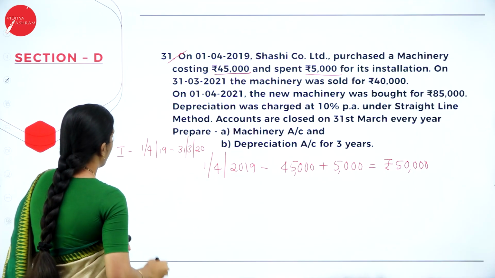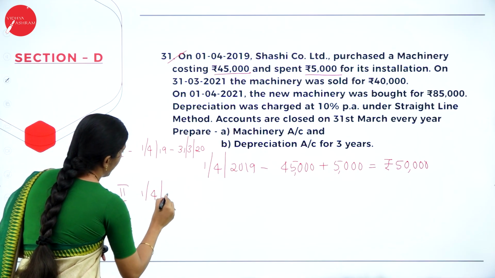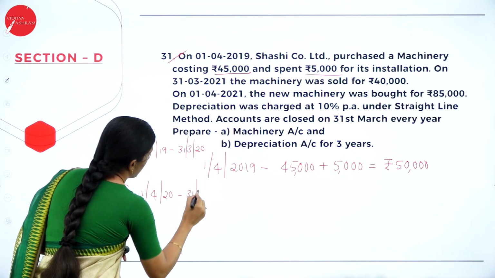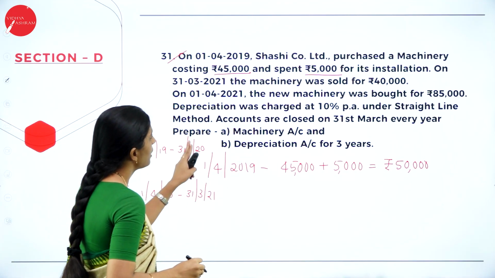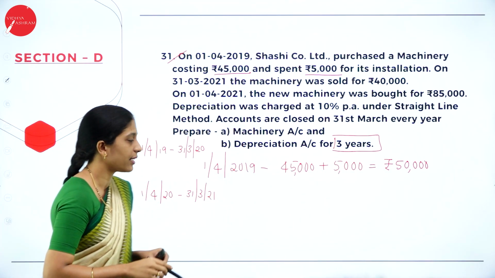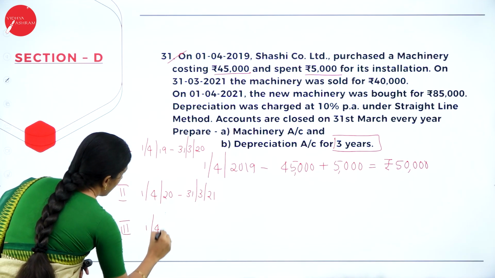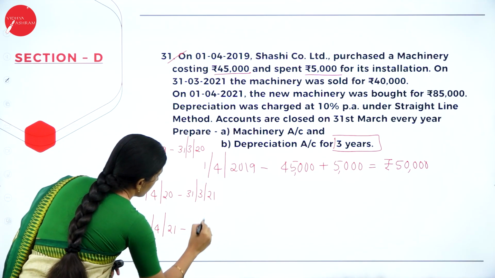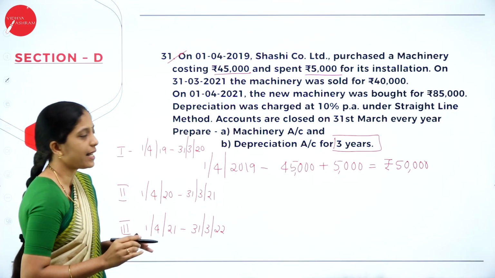So in the first year we have purchased. Now come to the second year: 1/4/2020 to 31st/3/2021. For how many years have they asked us to prepare? They have asked us to prepare for 3 years. So first we shall write the date. Now coming to your third year, 1/4/21 to 31st/3/22. Now in between, let us see what transactions happened.